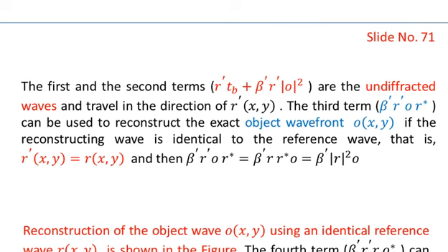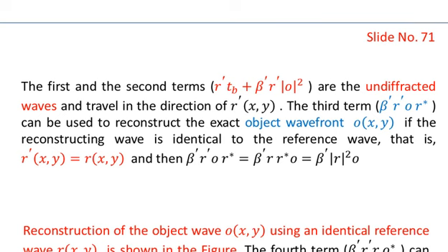can be used to reconstruct the exact object wave O. So you see that this third term contains the object O. So it means that we can reconstruct the object wavefront using the third term if the reconstructing wave is identical to the reference wave, which we shall see. If R prime is equal to R, then you know that here in the third term you have R multiplied by R star, which will give you R mod square, and then we can construct O from here.